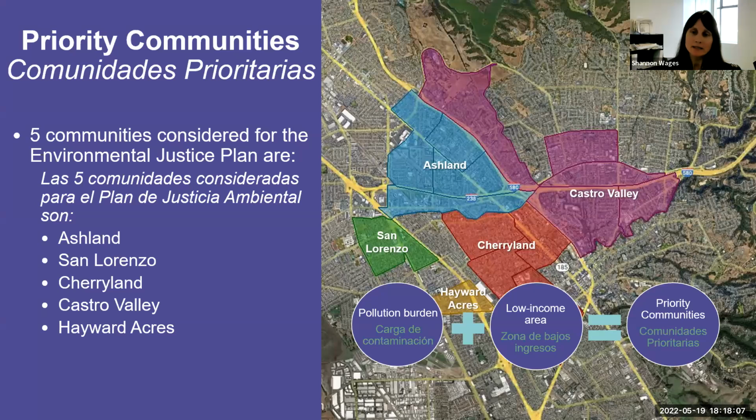So there are 16 census tracts within 5 communities that are the focus of this environmental justice plan, and these are located in Ashland, San Lorenzo, Cherryland, Castro Valley, and Hayward Acres.